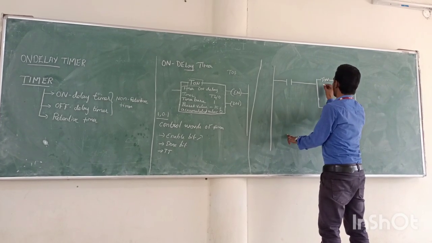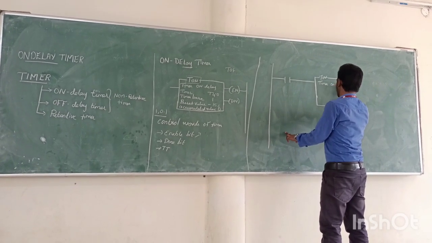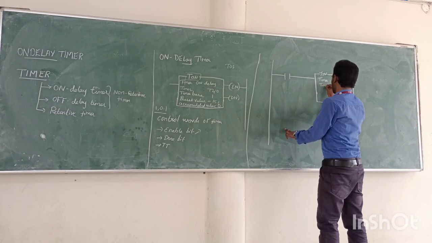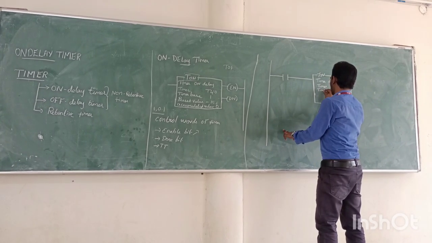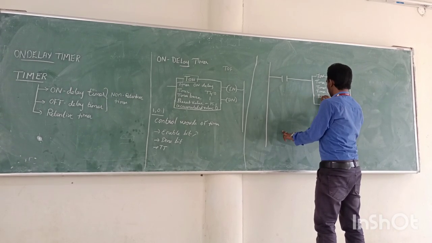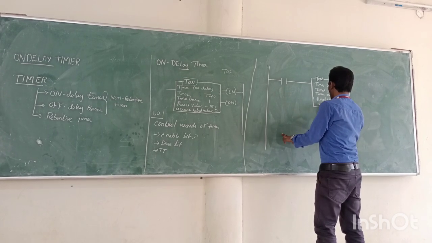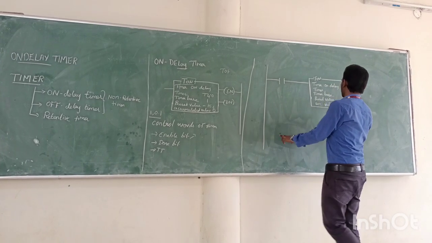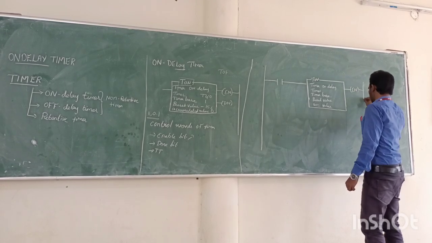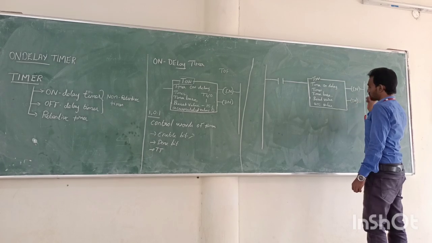So on delay timer, on delay. Next timer, base, preset value, accumulated value. So here next enable bit. Next one, another controller is done bit.